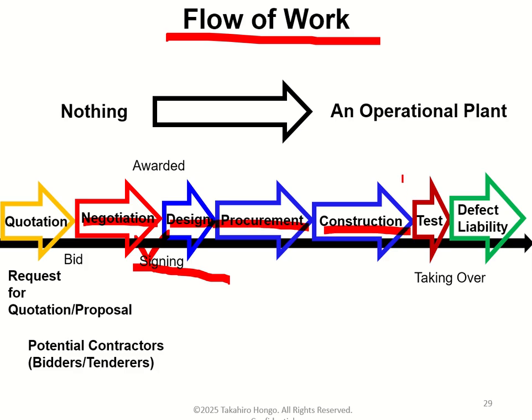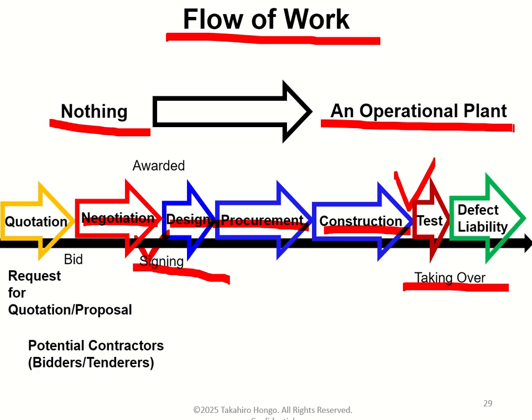After the construction is completed, the test procedure starts. If the plant meets all requirements, taking over occurs. After taking over, the defect liability period starts. So simply put, from nothing, from scratch, to an operational plant. This is the flow of work. Do you understand it?